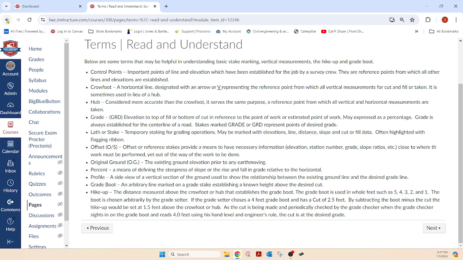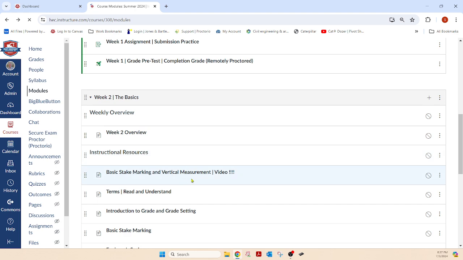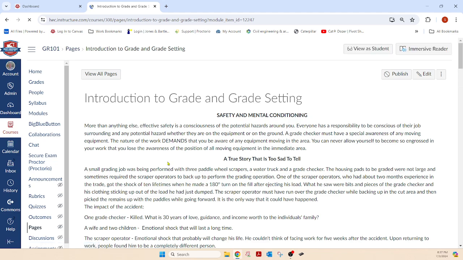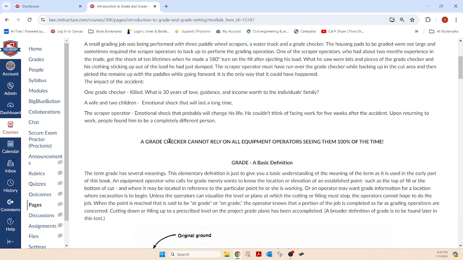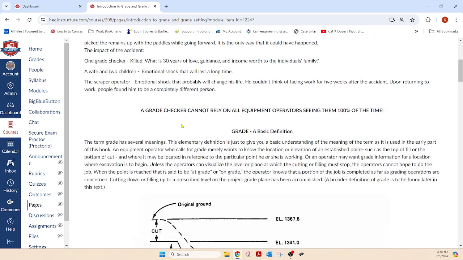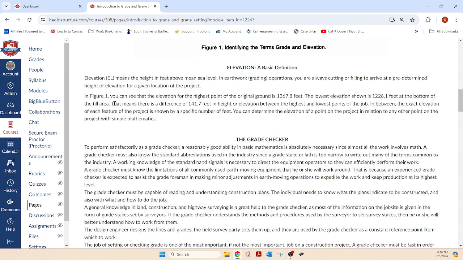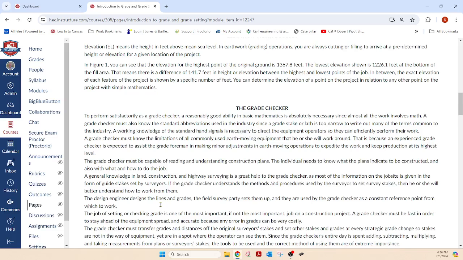So once again, back to course modules. We have done the terms. What's in here? Introduction to grade setting. This is something that you can read. It has to do with safety. It has to do with talking about what grade is. These are all different elevations above sea level. We'll get into a little bit more of that. And this is reading material here.